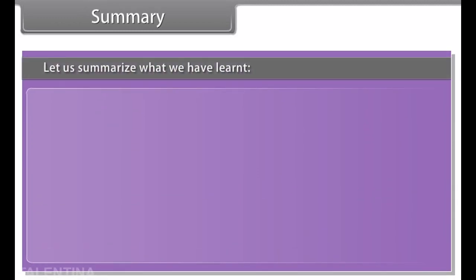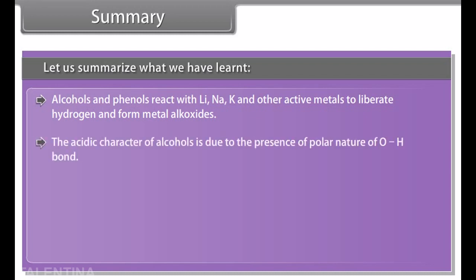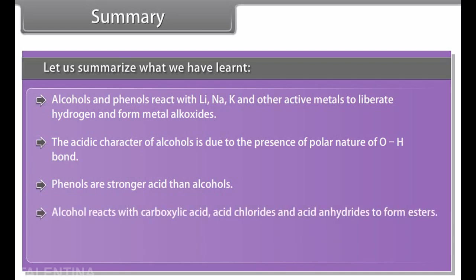Let us summarize what we have learned. Alcohols and phenols react with lithium, sodium, potassium, and other active metals to liberate hydrogen and form metal alkoxides. The acidic character of alcohols is due to the polar nature of the OH bond. Phenols are stronger acids than alcohols. Alcohol reacts with carboxylic acid, acid chlorides, and acid anhydrides to form esters. Phenol reacts with acid chlorides and acid anhydrides to form esters.